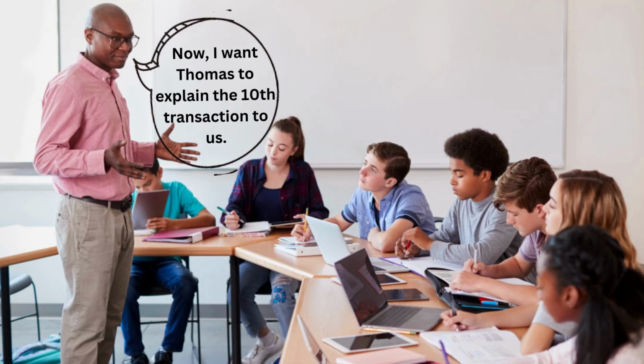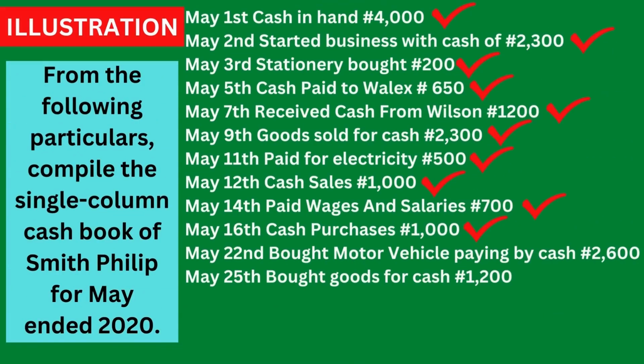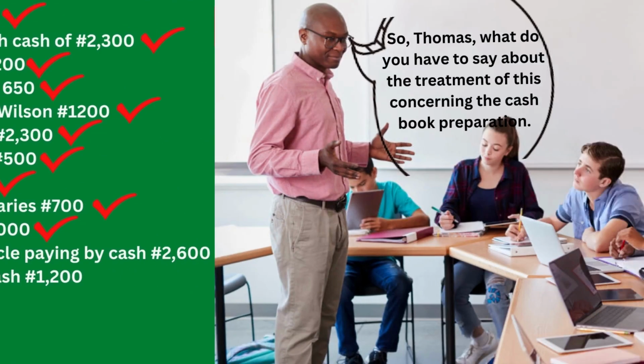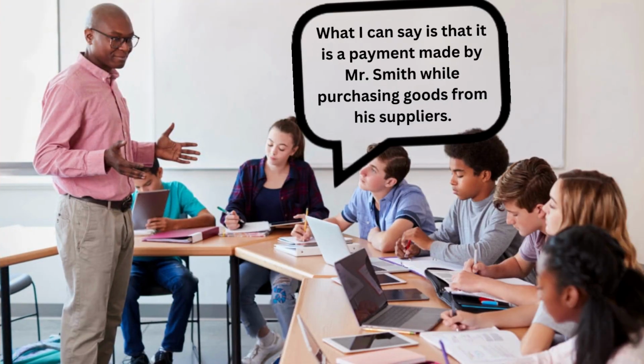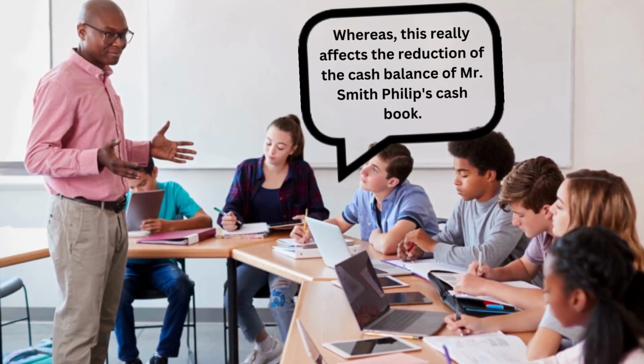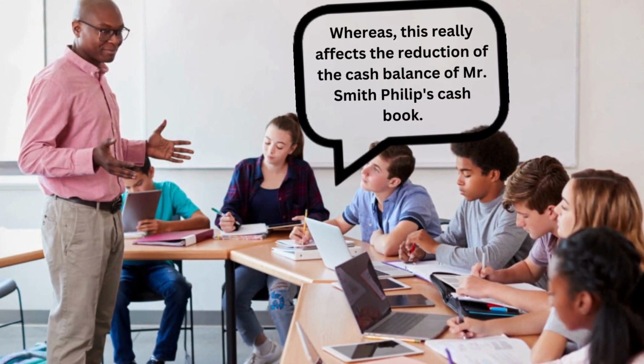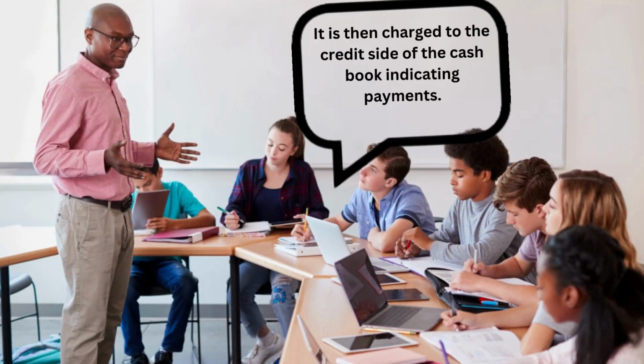Now, I want Thomas to explain the 10th transaction to us. Here it is, May 16 cash purchases, 1,000 naira. So, Thomas, what do you have to say about the treatment of this concerning the cash book preparation? What I can say is that it is a payment made by Mr. Smith while purchasing goods from his suppliers, whereas this really affects the reduction of the cash balance of Mr. Smith Phillips' cash book. It is then charged to the credit side of the cash book, indicating payments.